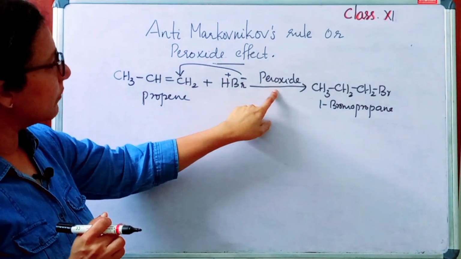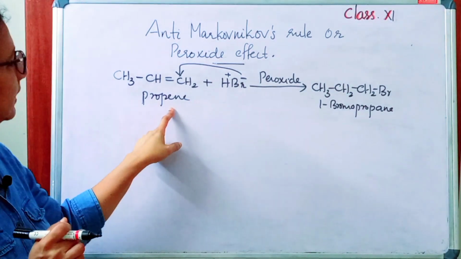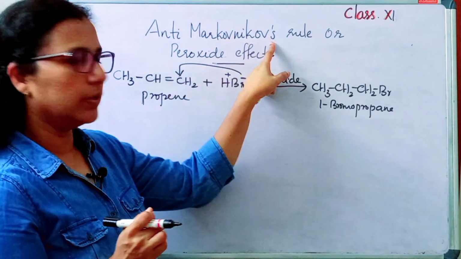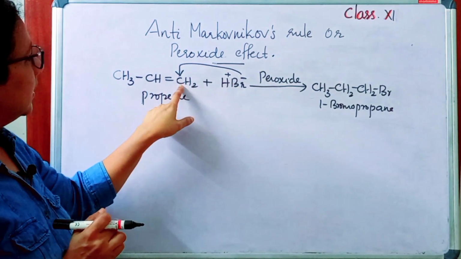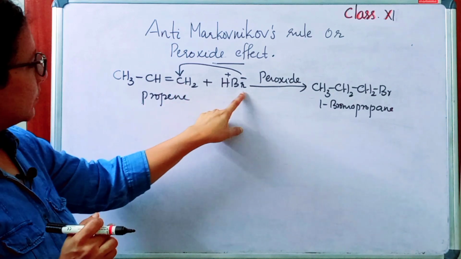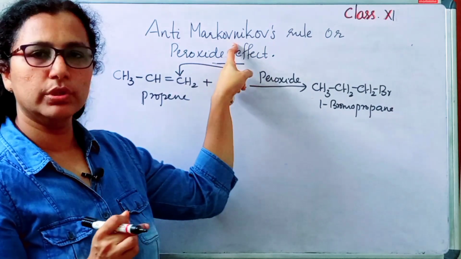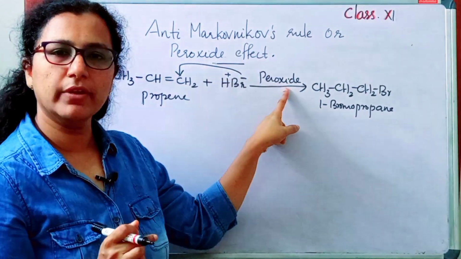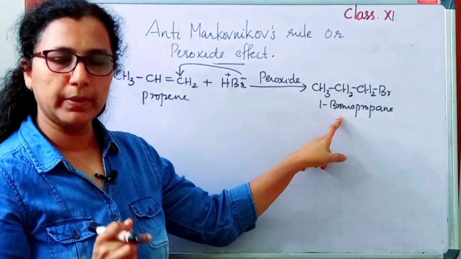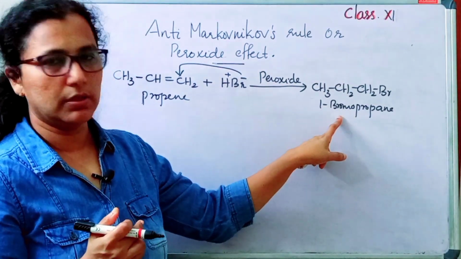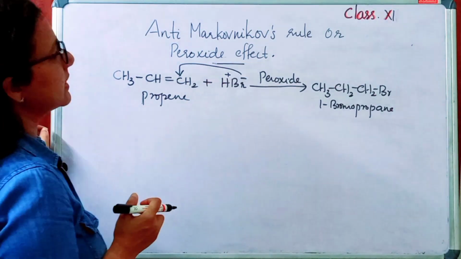So in presence of a peroxide, HBr addition to an unsymmetrical alkene follows anti-Markovnikov's rule. That is, the negative part should go to the carbon containing more number of hydrogen atoms. So HBr addition to an unsymmetrical alkene follows anti-Markovnikov's rule in presence of a peroxide. So in presence of a peroxide, we will get 1-bromopropane. Actually, this is opposite to Markovnikov's rule. So this reaction is also called peroxide effect.